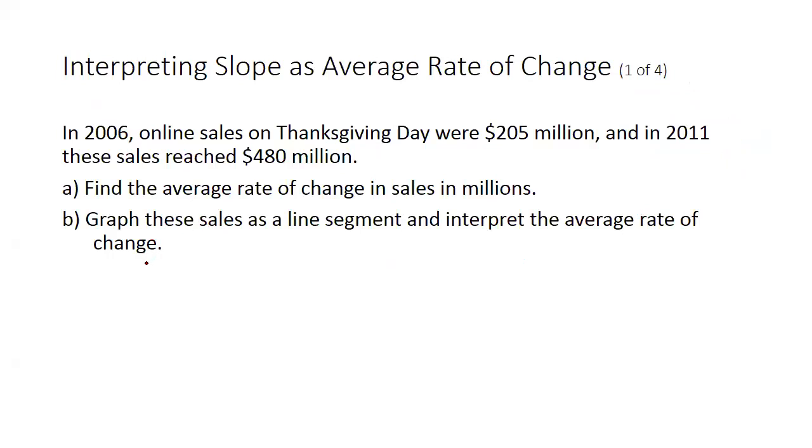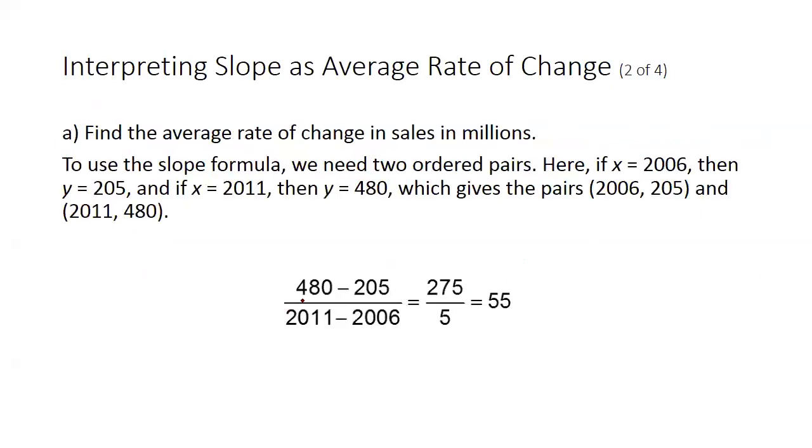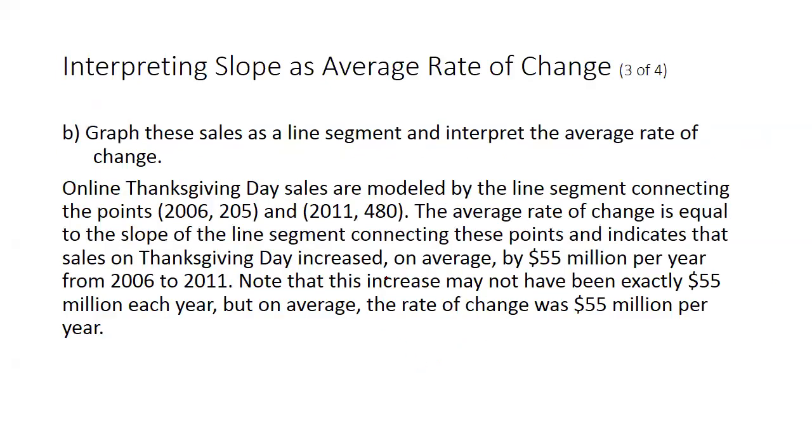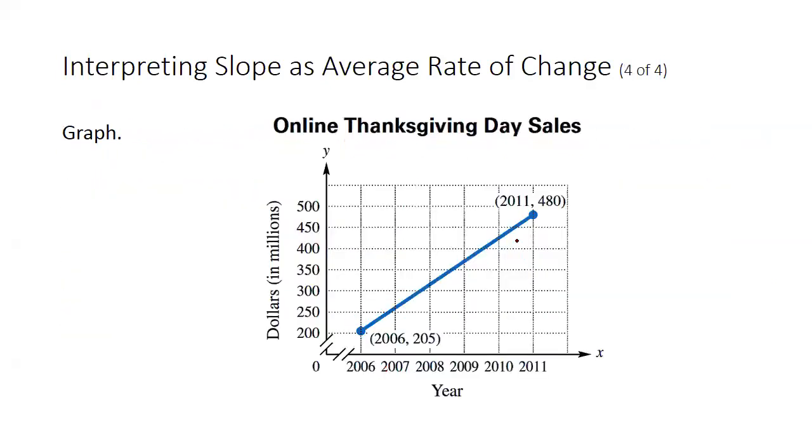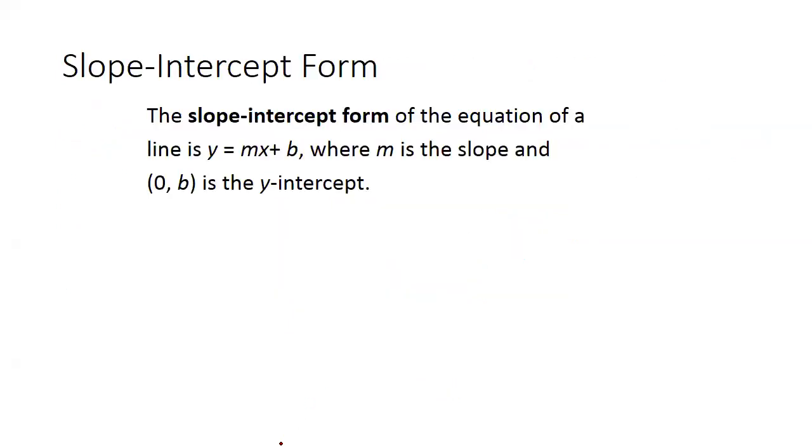In 2006, online sales on Thanksgiving Day were $205 million. And in 2011, the sales reached $480 million. You want to find the average rate. So it's kind of like a slope problem here. So you would find y2 minus y1 over x2 minus x1. So the rate would be 55. So this is another example where you use the slope. And we can actually graph those on the line and find the linear graph for that. I'll let you explore that graph.